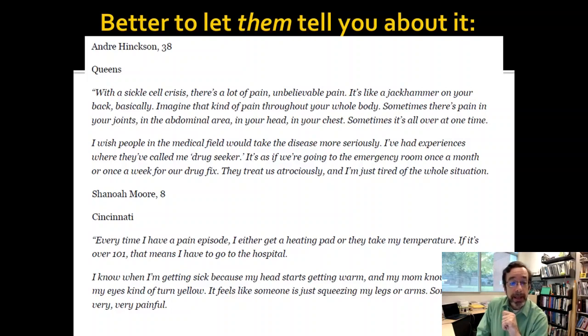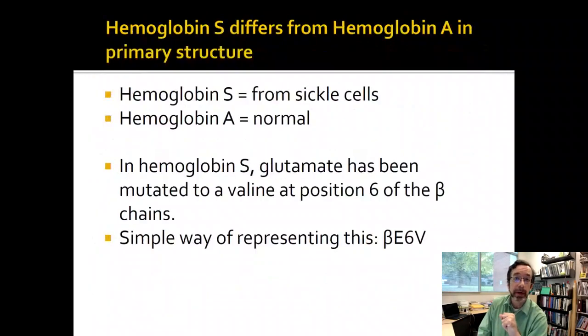Then we have an 8-year-old who says, every time I have a pain episode, I either get a heating pad, they take my temperature, a fever means you have to go to the hospital, and of course the mother knows exactly when this is happening because she can see the small kind of parts where the eyes start to turn yellow. Someone is squeezing legs and arms, the pressure is actually coming from within the capillaries, not from outside the capillaries, but it feels the same way.